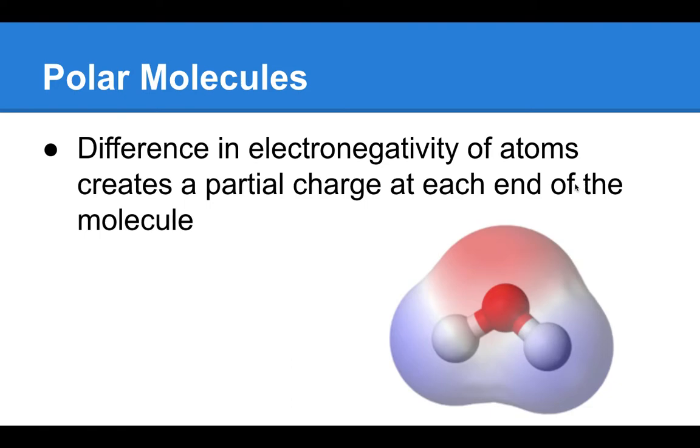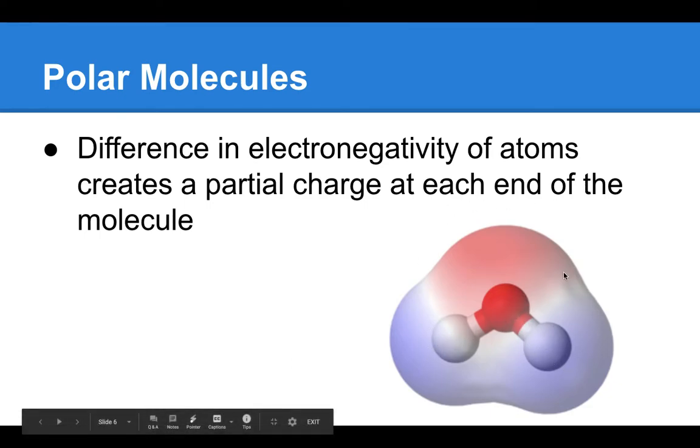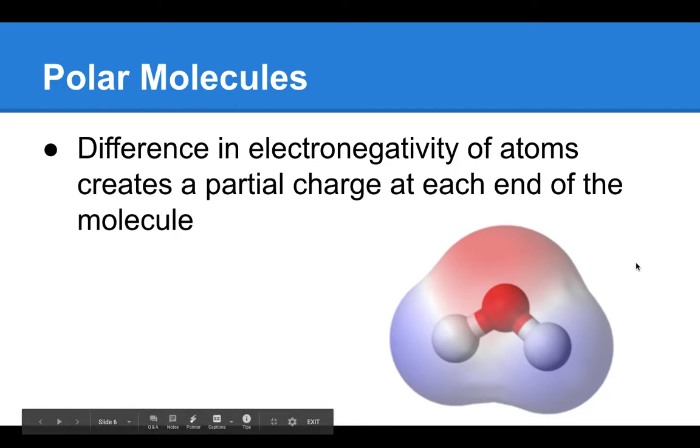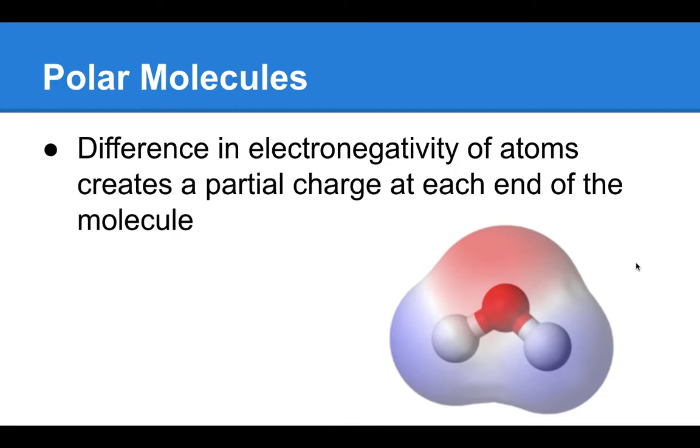So because of this bend, there isn't a straight line, it doesn't show up just as a straight molecule with hydrogen, oxygen, hydrogen, it leads to these regions where the red is showing a partial negative and the blue is showing a partial positive. So the difference in electronegativity of the atoms creates those charges at each side. And so they act almost like poles of a magnet.